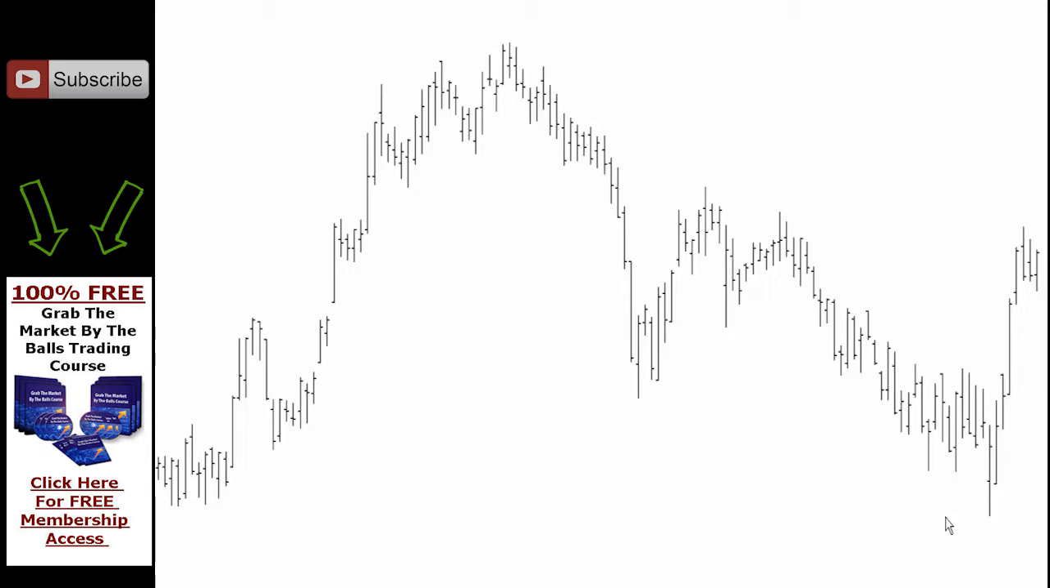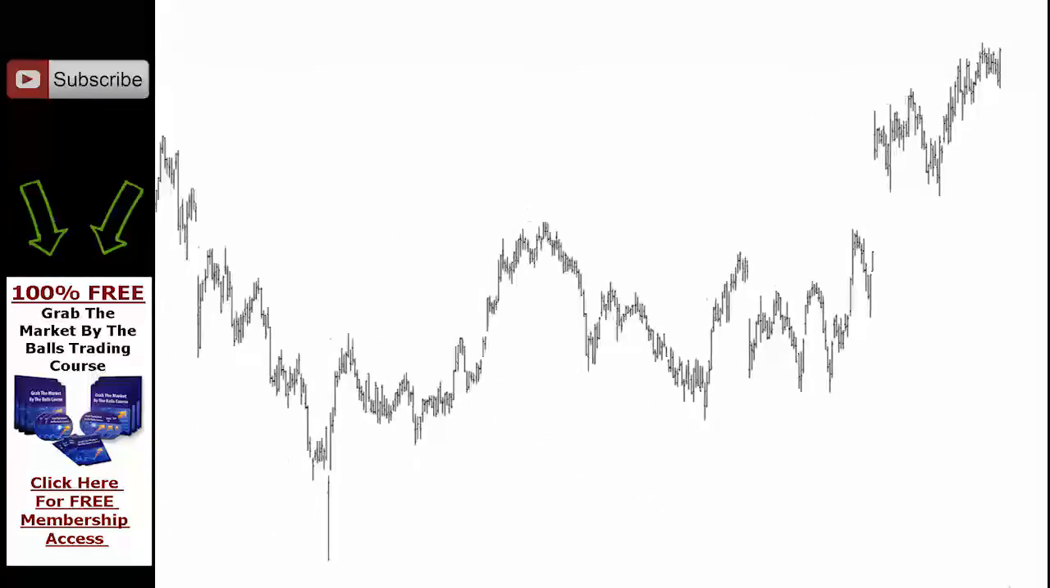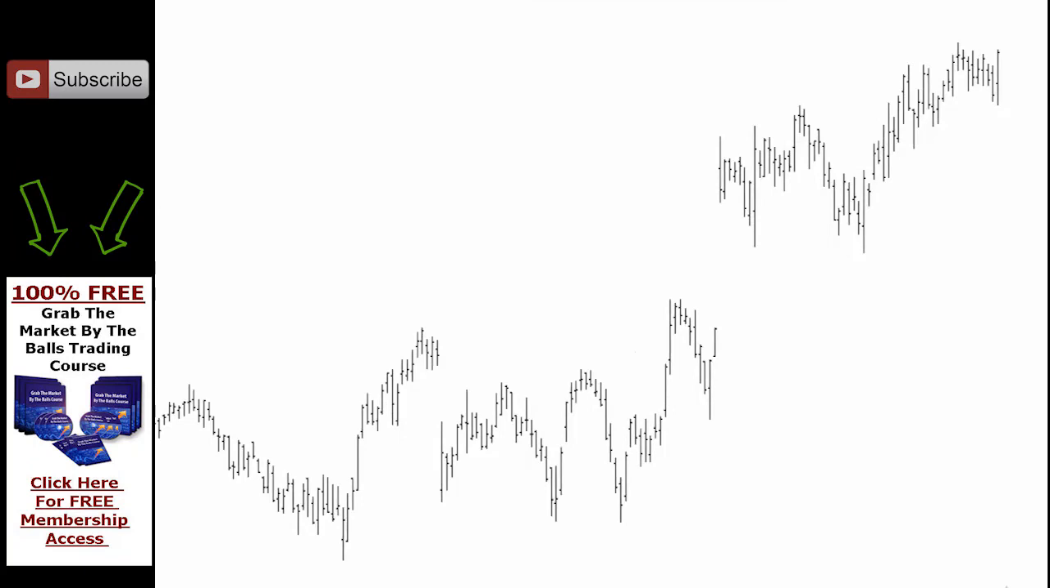Firstly, we've got to squeeze the chart up as much as possible, and I want you to do that to get really, really good. A lot of traders make the mistake of not doing this.